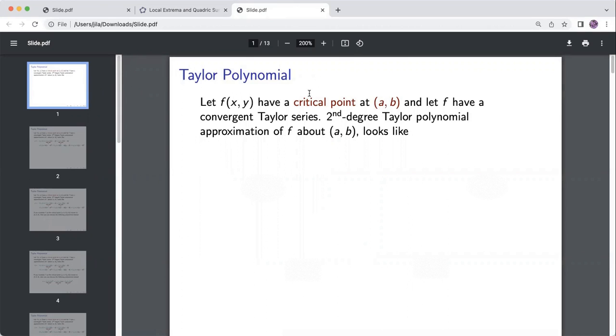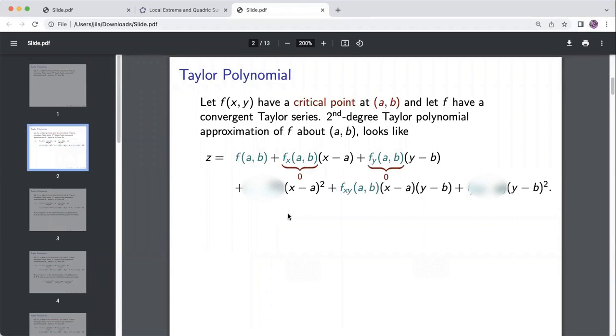So let f of x and y have a critical point a, b. That actually has nothing to do with the Taylor polynomial, but I just need that for a specific thing. And let f have a convergent Taylor series. The second degree Taylor polynomial approximation of f about a, b looks like this. Now I'll tell you why I wanted a, b to be a critical point, because I want this term and this term to be 0.